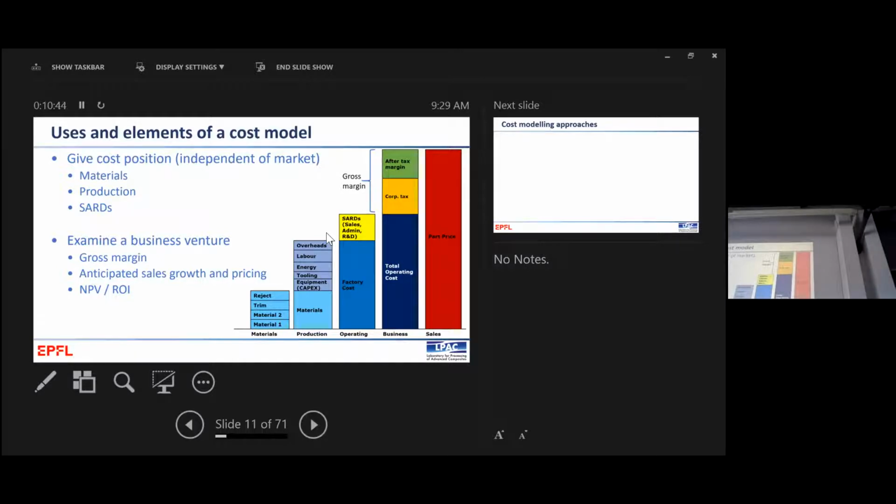So these are some of the elements that go into a cost model. You need your materials, your bill of materials, and you may have multiple materials. Here, it's just 2 materials. If you're trying to make a sensing object, you may have 50 materials that go into there. You may use many different suppliers, but you need to include all your materials. And in your process, there will be some trim and some rejects. And we're going to talk about that.